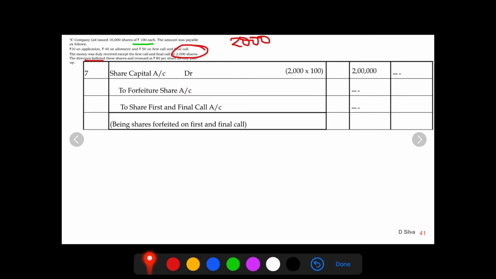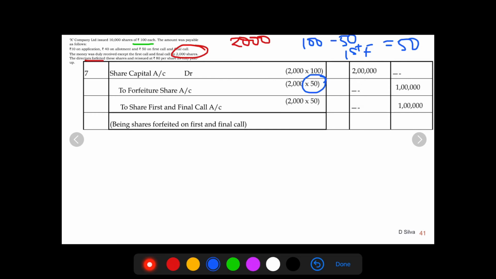To forfeiture shares account, 2000 shares of rupees 50. 2000 into 50, 1 lakh is being credited. To share first and final call account, again 2000 shares. For the non-payment of rupees 50, the amount being credited is rupees 1 lakh. Now you might be wondering how did I get this 50 rupees? 100 minus 50 on first and final call gives us 50 rupees, what we call as unpaid.